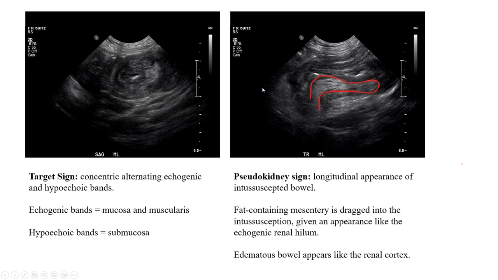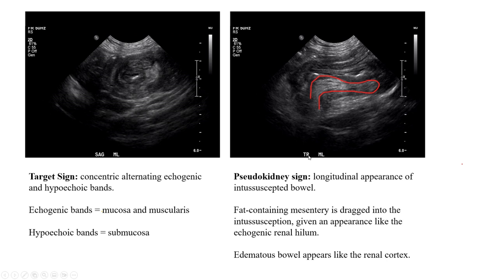Here we're presented with selected ultrasound images from the case. On the left-hand image, you can see something called the target sign, which consists of concentric and alternating echogenic bands with hypoechoic bands. In this case, the echogenic band represents the mucosa and muscularis of the bowel wall, and the hypoechoic bands represent the underlying submucosa. And the alternating concentric bands represent an appearance of bowel loops within another bowel loop.